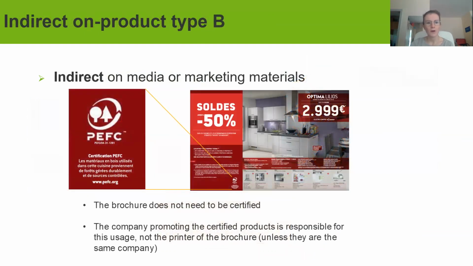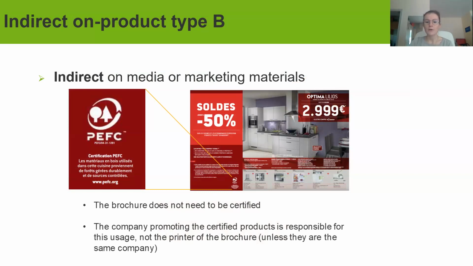Now some examples of indirect usage on media and marketing materials. Here we see a brochure on which is advertised a kitchen, and here a PFC label. This label refers to the kitchen. It's not directly put on the kitchen furniture, but on the marketing material.